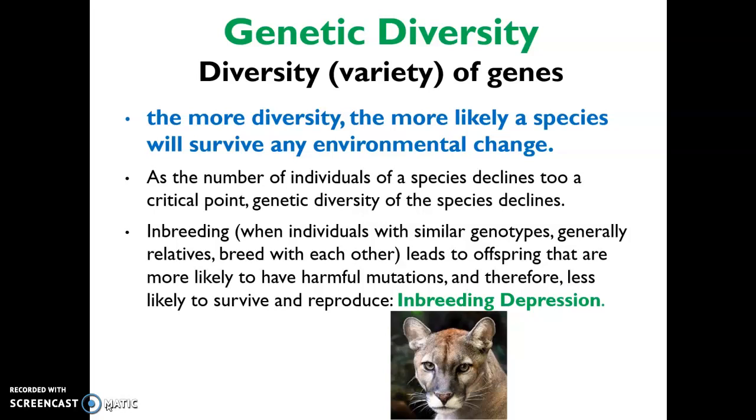So let's look at why having a limited number of individuals of a species with a limited number of genes is a problem. When you have what's called inbreeding, when individuals with similar genes breed with each other, it leads to offspring that are more likely to have harmful mutations, and therefore they're less likely to survive. If they do survive, they're less likely to reproduce. And that's called inbreeding depression.